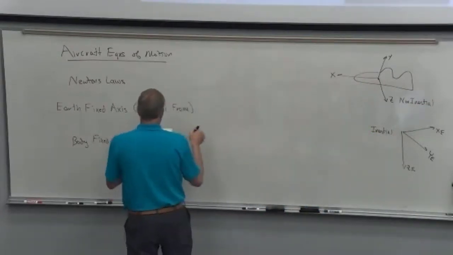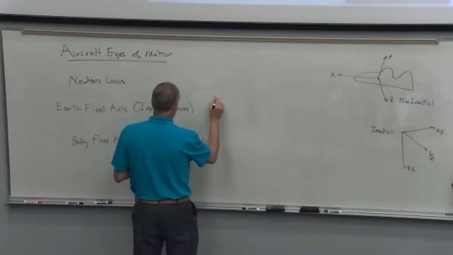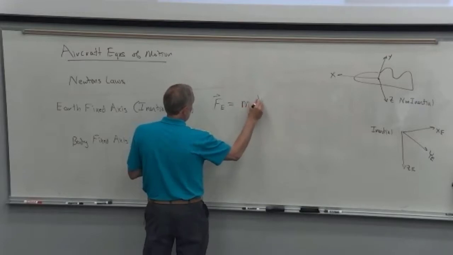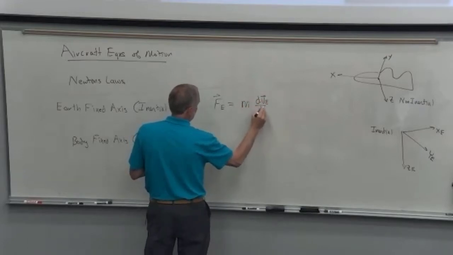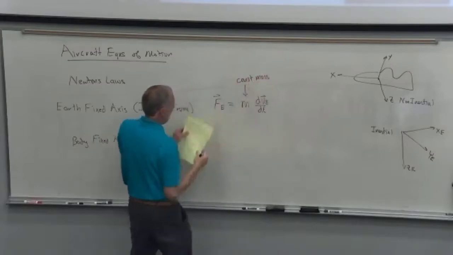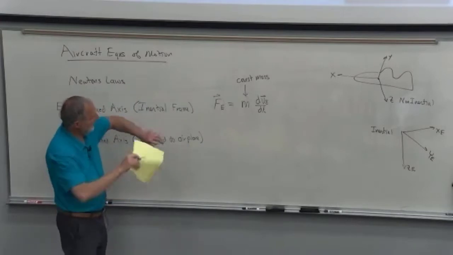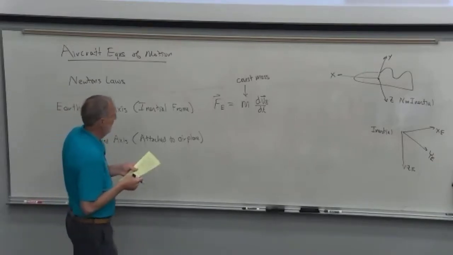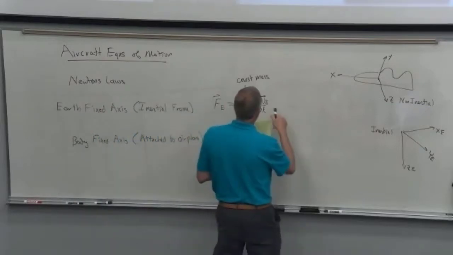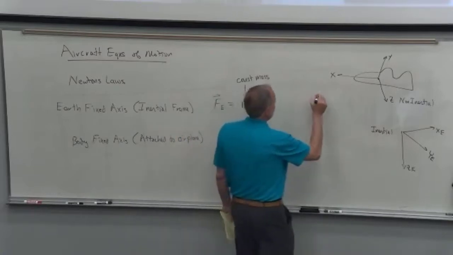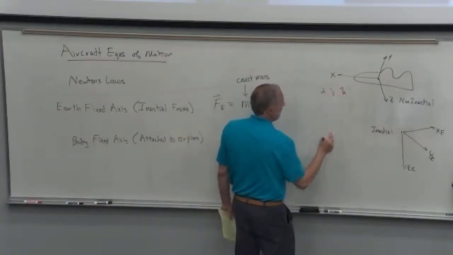And so in the Earth-fixed axis system, Newton's law looks real familiar. It's that the sum of the forces is equal to the mass times the acceleration, and this is for a constant mass. If the mass is not constant, you have the derivative of the momentum, m times v, right? But we're going to assume the mass of the airplane does not change with time. If you're expressing these vectors Fe and Ve in the body fixed axis system, what that means is that the i's and the j's and the k's change with time.